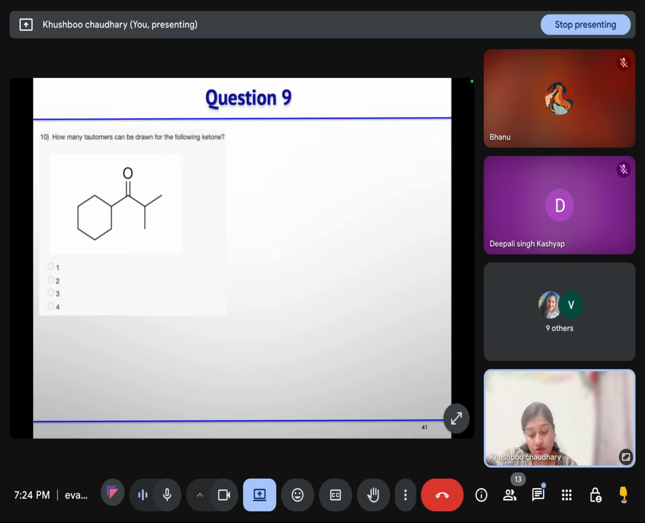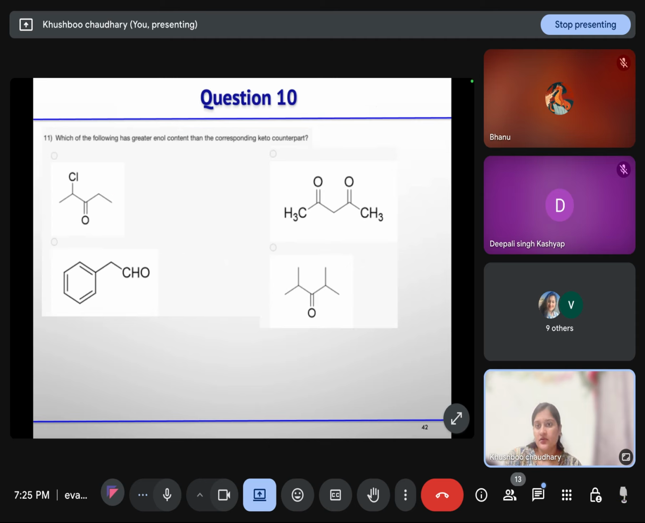Okay. How many tautomers can be drawn for the following ketone? Tautomers you find on the basis of alpha hydrogens. So how many alpha hydrogens are there? This is the carbonyl, this is an alpha center, this is an alpha center. Here is one hydrogen, here is the other hydrogen. So two alpha hydrogens are there. This implies two tautomers.